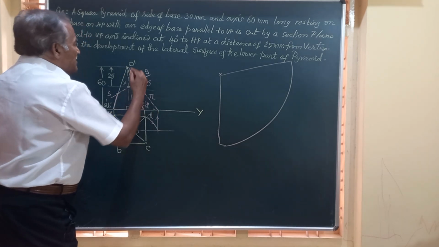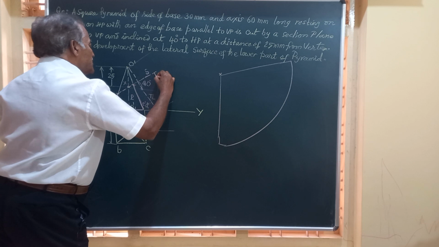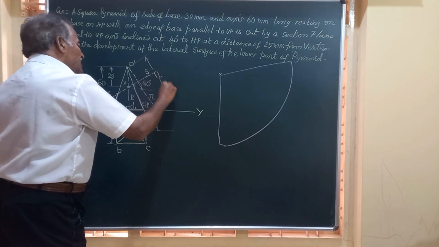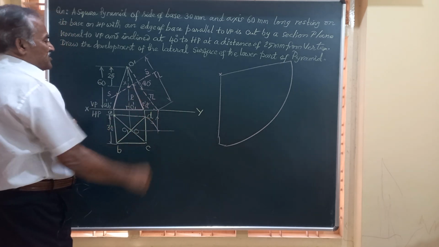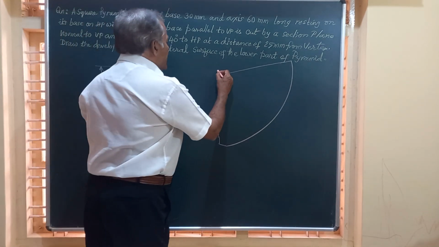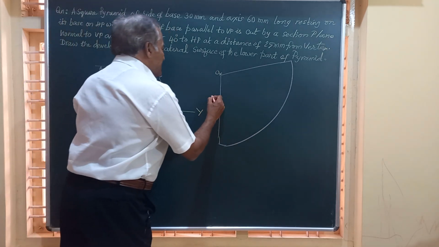So this length will give you the true length. TL is the true length of the slant edge. So the true length will be the same for all. So it is one such. So friends, now I know the true length.